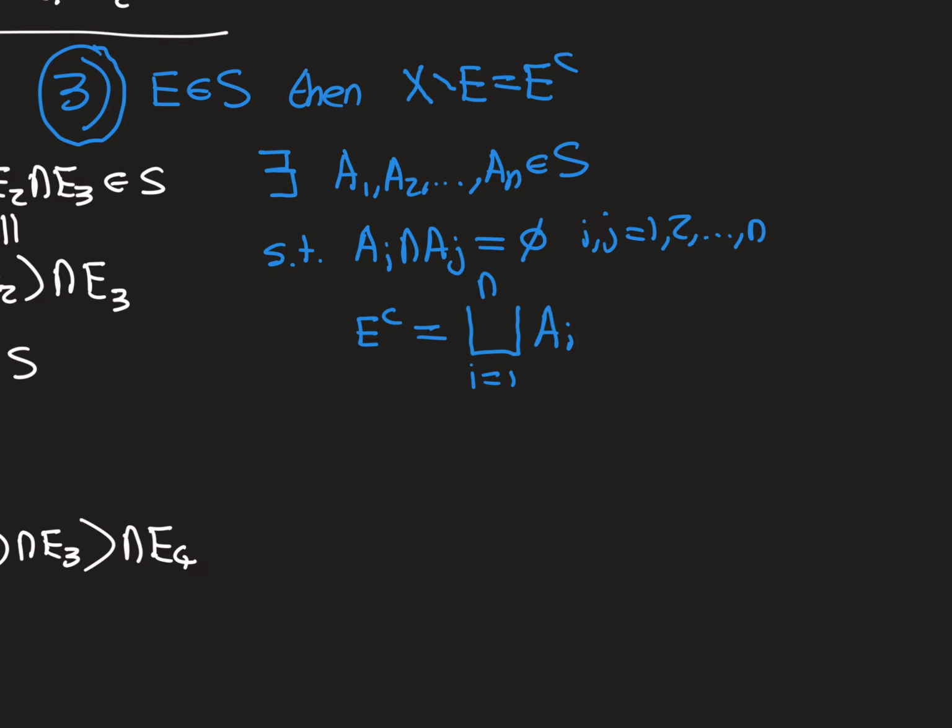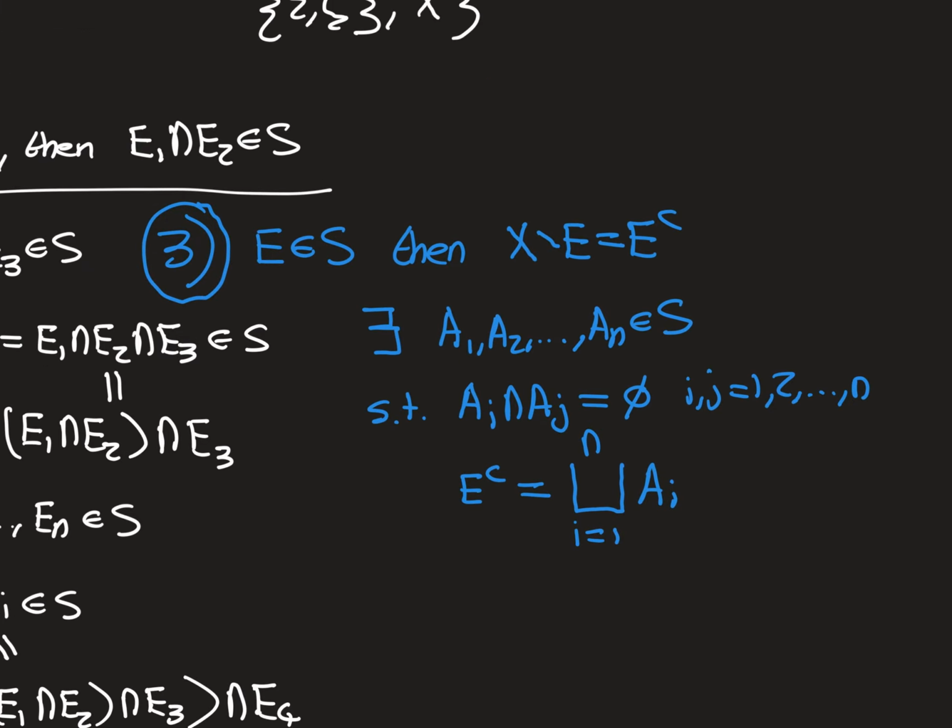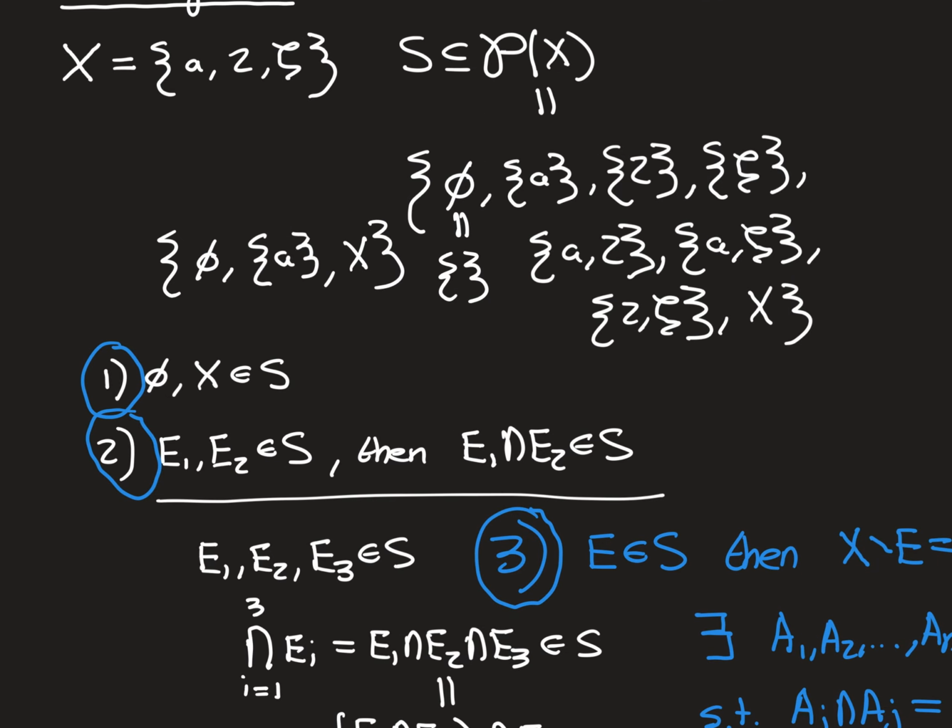So E complement doesn't have to be in the semialgebra, but you have to be able to build E complement out of things that are in the semialgebra, where these things are all pairwise disjoint, and you have to be able to do it out of a finite number of them, not a countably infinite number, or even worse, an uncountably infinite number, a finite number. So that's the third and final property of semialgebra, and I think this one is where this set still fails.